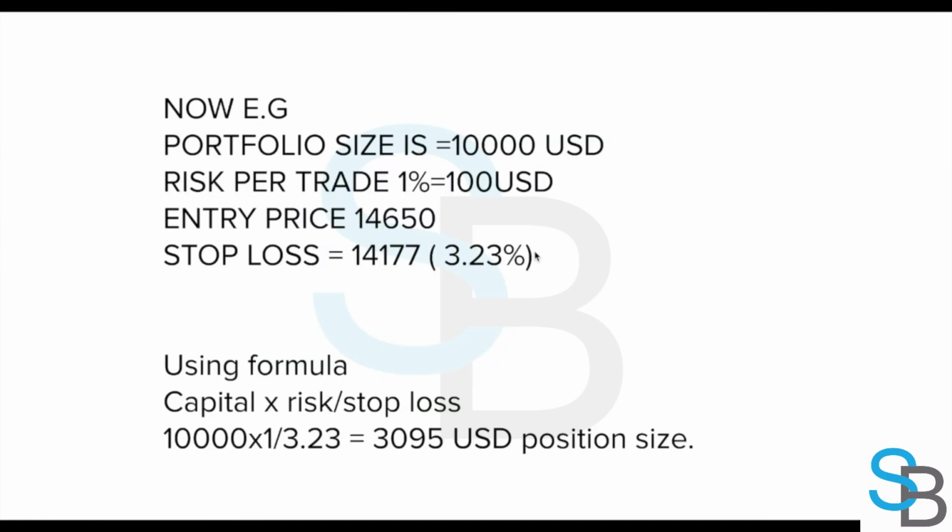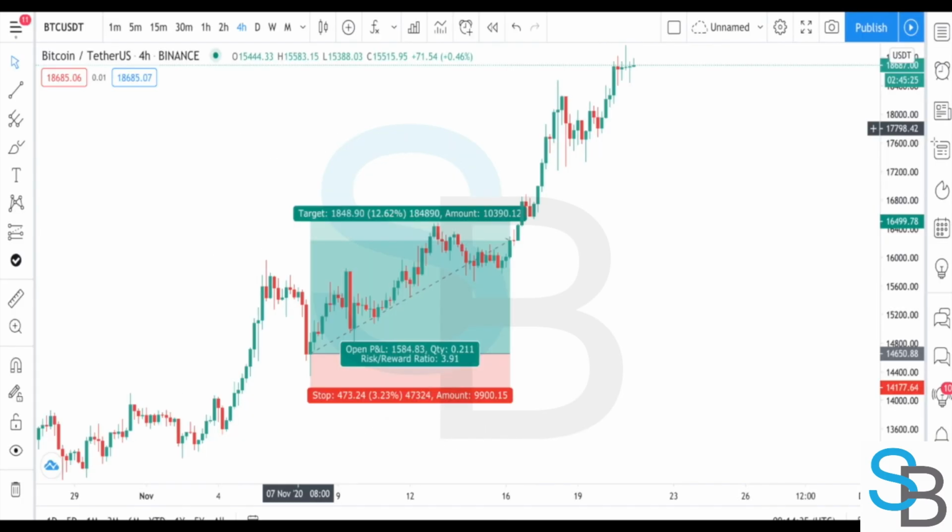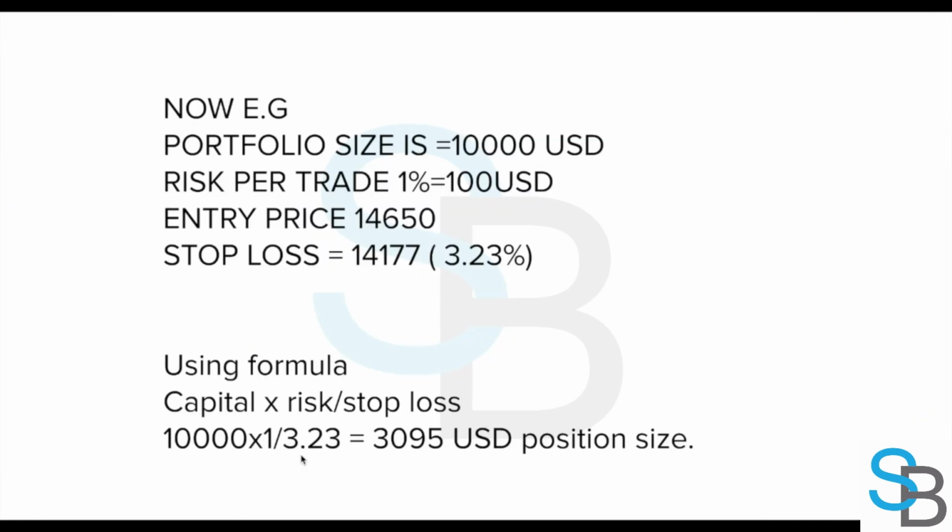So now using the formula, capital multiplied by risk divided by stop loss. What was our capital? Our capital was 10,000 US dollars multiplied by 1%. We are taking 1% only risk per trade, divided by our stop loss. Our stop loss was 3.23% as I have explained on the chart. So that equals $3,095 position size. Now this would be our position size on this trade. It's very simple. No need to calculate the percentages. Simply go to the toolbox, take the long position tool, set your entry price, decide your stop loss price, and here's the percentage. Just simply divide and you will get your position size.